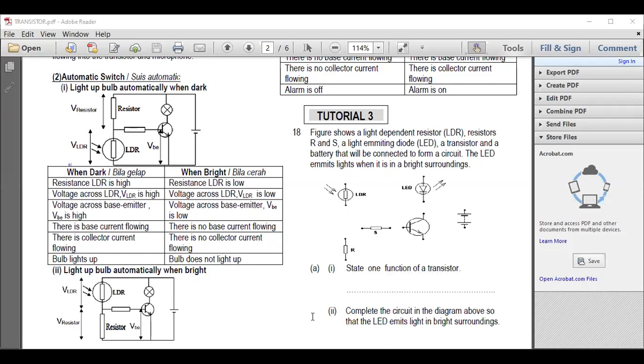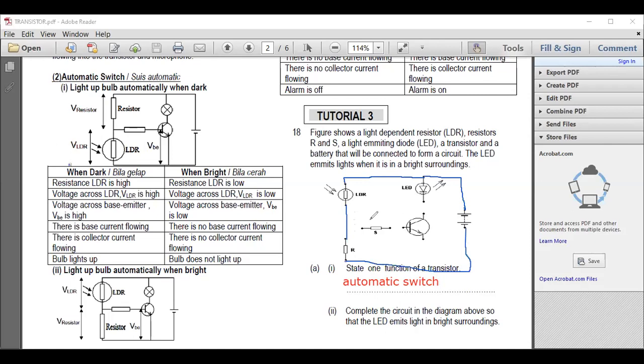Okay. Now complete the circuit in the diagram above so that the LED emits light in a bright surrounding. So what they want you to do is the wiring of the circuit. So just do the wiring. First you do the outer part. Okay, just do the wiring. Okay, just draw the wire.